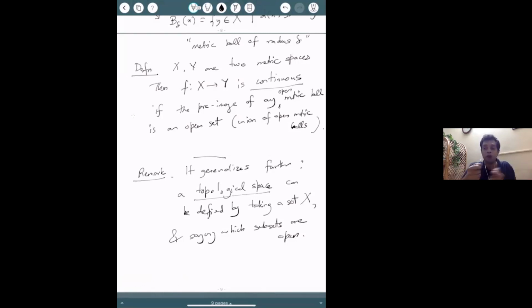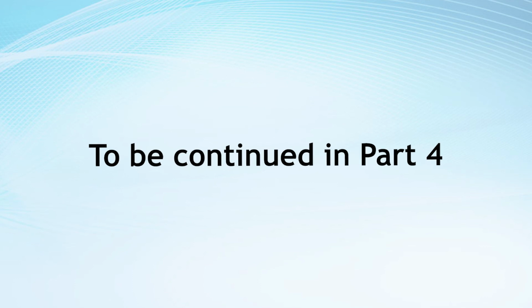So things near to you are things which have distance less than some epsilon or delta that you choose. So let's stick with metric spaces for now. There's no harm done in sticking with metric spaces.